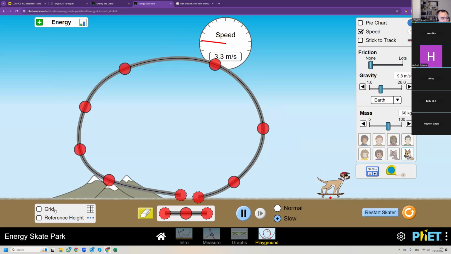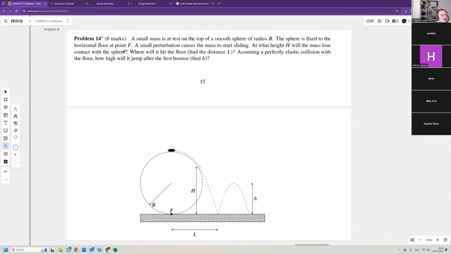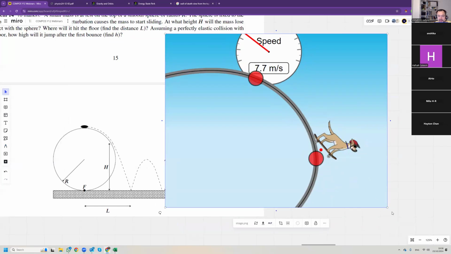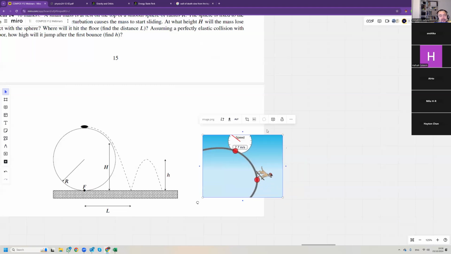the dog will lose contact with this sphere. So you can see that at some point here, you see the dog has left the surface. But I hope you've also seen that the speed is increasing. So why is the speed increasing? Yes, it's accelerating due to gravity. Can you think of another reason?